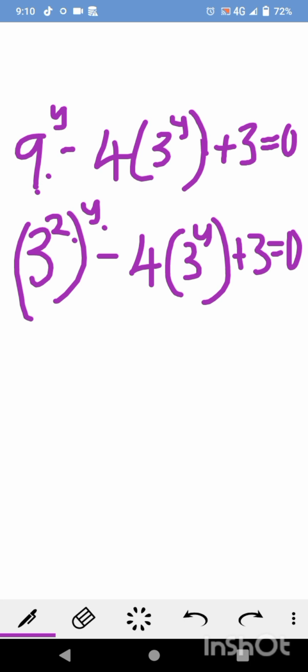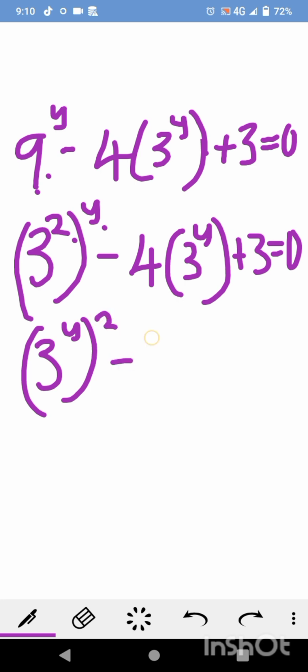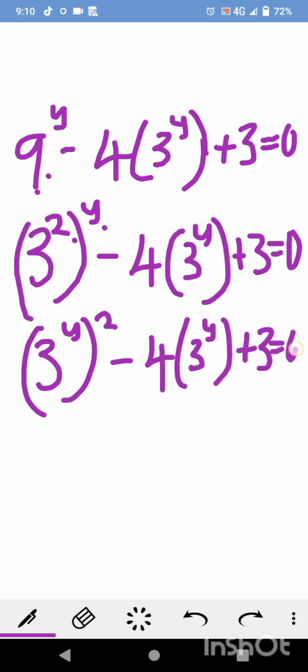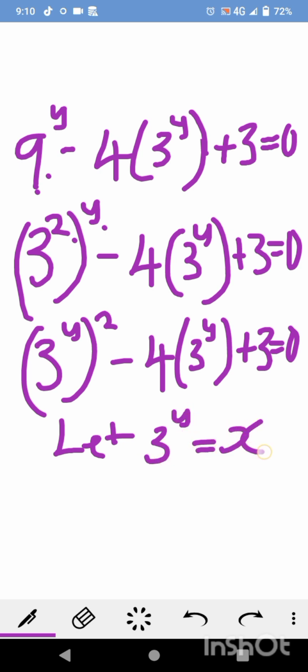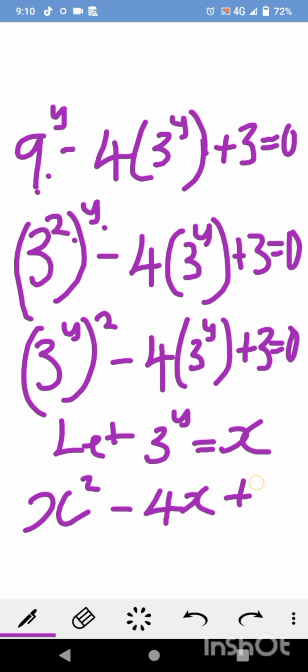Now we rearrange these powers. You can have it as 3 raised to power y, then send the 2 outside, minus 3 raised to power y plus 3 equals to 0. Okay, next we need to do is define. So let 3 raised to power y be equal to x. On that note, we'll now have x squared minus 4x plus 3 equals to 0.